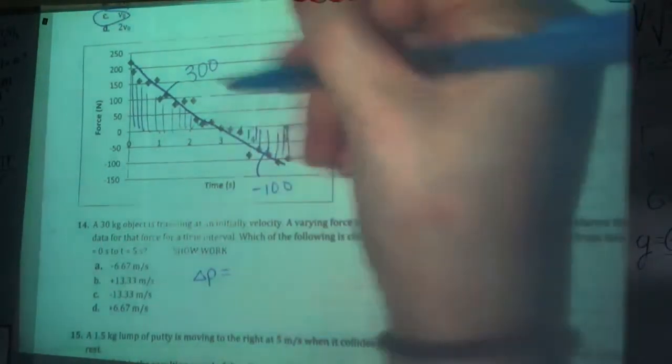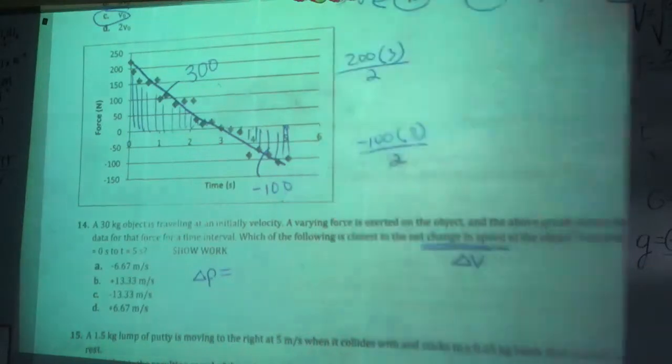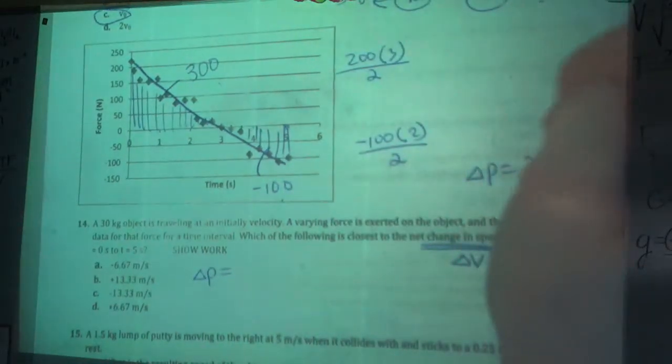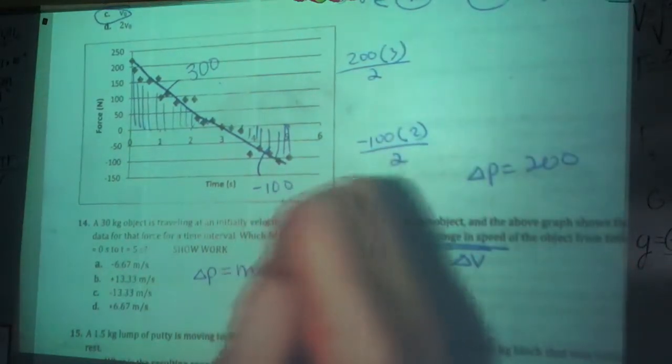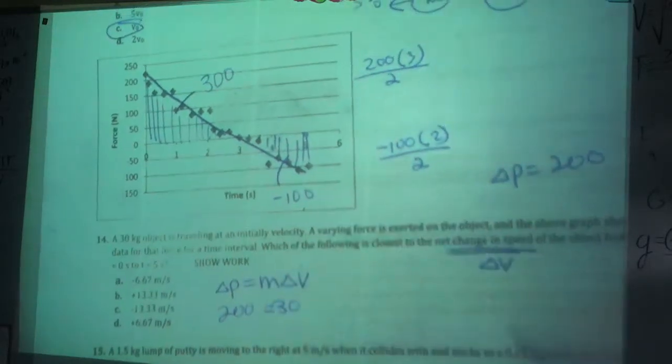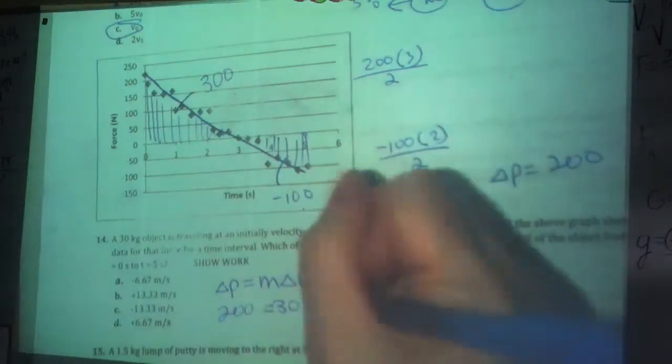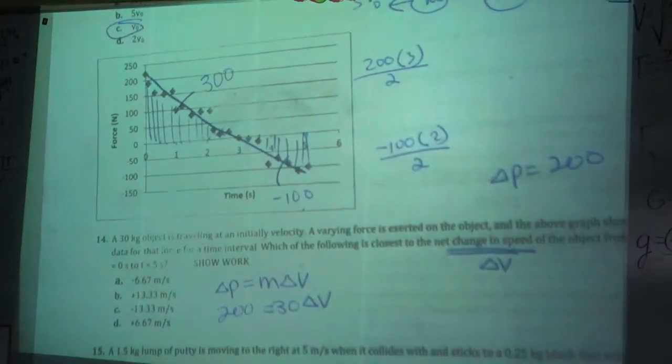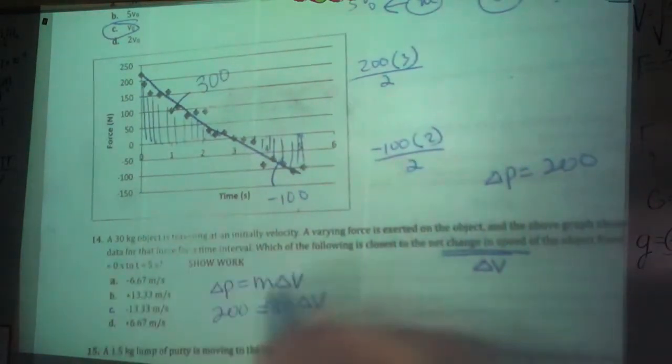So if you gain 300 and you lose 100, that means you changed by a positive 200. So the change in momentum is 200. My mass is 30. Change in momentum is also mass times change in velocity, so divide over the mass, and that gives me my change in velocity.